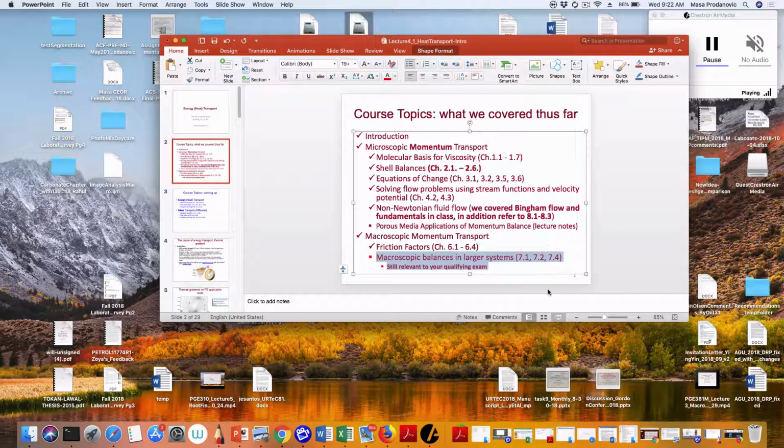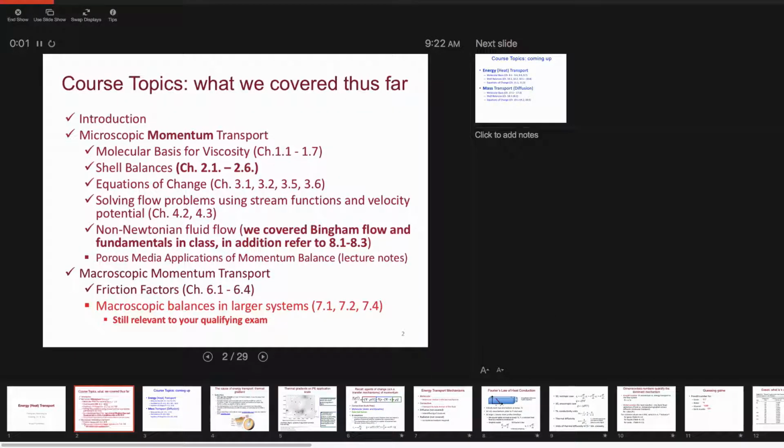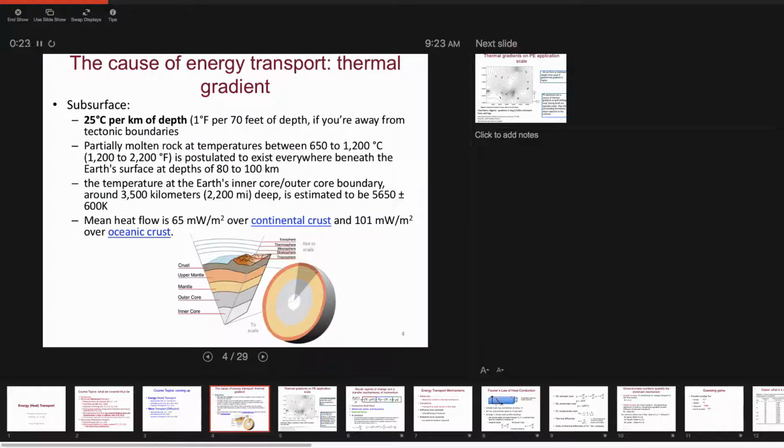So we have checked off a pretty good portion of the course topics. And basically, I would argue the most difficult ones are in here. From now on, it should be a smooth ride. So we have energy, heat transport, mass transport, and then after that, we're going to look at the time-dependent problems and dimensional analysis. All right.